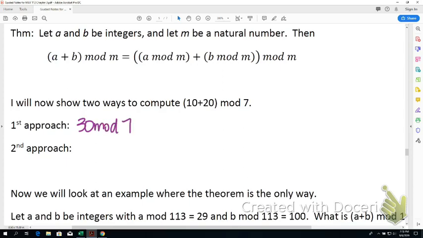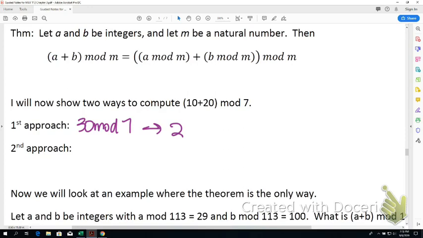mod 7. And you want to think, what is 30 mod 7? What's the remainder from 30 divided by 7? Well, 7 goes into 30 4 times. What's left? I get a 2. Okay. If you're still struggling with doing mod, you can always do the division algorithm. You can keep subtracting 7. Okay.